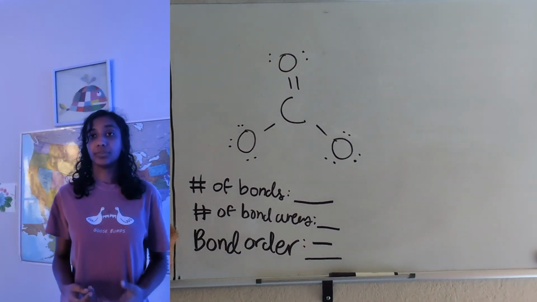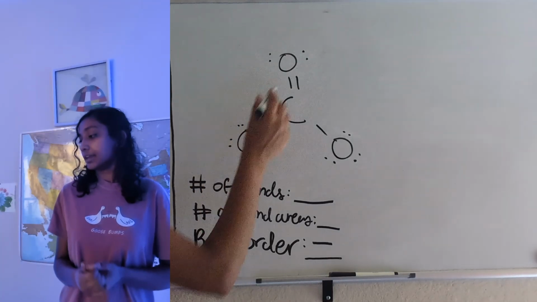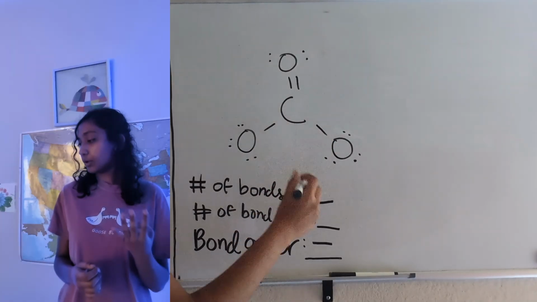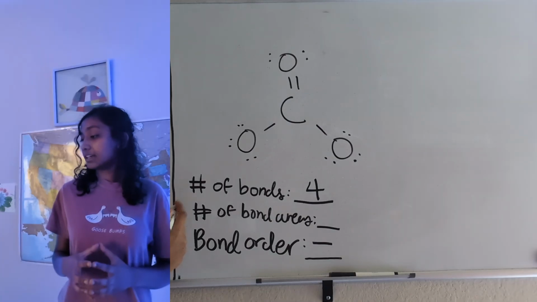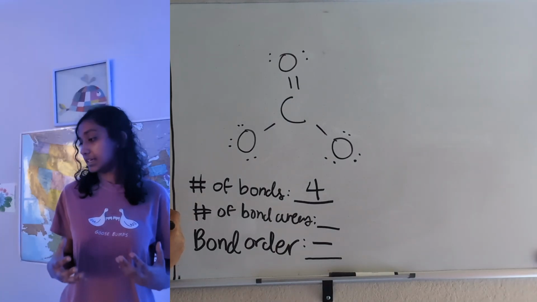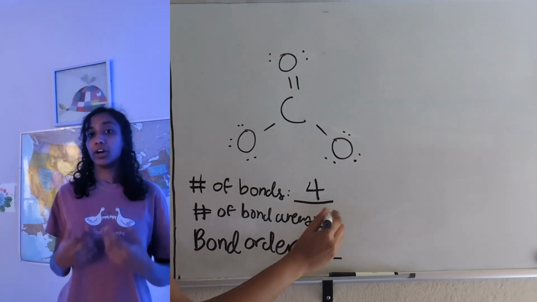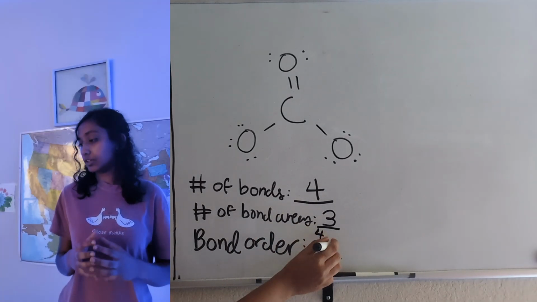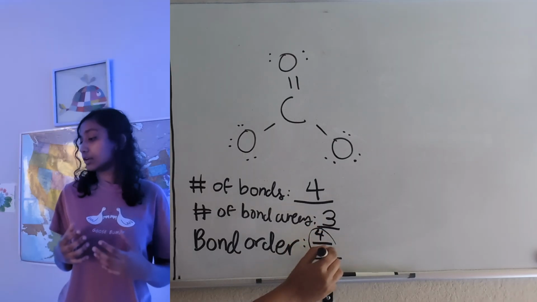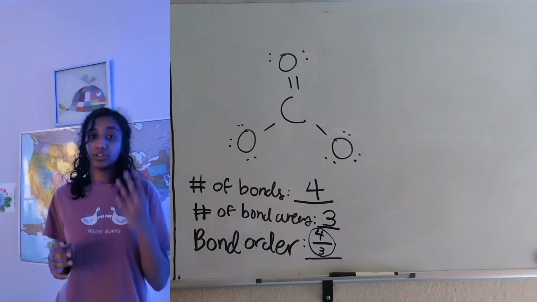Let's try to find the bond order for CO3. First, we need to count the total number of bonds in the atom. There are 1, 2, 3, 4 bonds in the atom, since double bonds are made up of 2 bonds. Now we need to count the number of areas that the bonds could be in. The bonds could be here, here, and here, so there are 3 areas. Dividing 4 by 3, we get a bond order of 4/3. So every bond in CO3 has a bond order of 4/3, instead of there being 1 double bond and 2 single bonds. Let's look at another example.